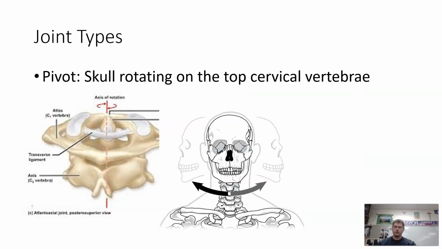Pivot, skull rotating on the top of the cervical vertebrae. So it just moves around like that. So when you were in basketball, you know how you're supposed to pivot. You get the ball, and then you move around, and one foot's always on the ground, right? And that's because that's what you're pivoting on. It's kind of like your skull is moving on top of your vertebrae. So like that. It's pivoting around.